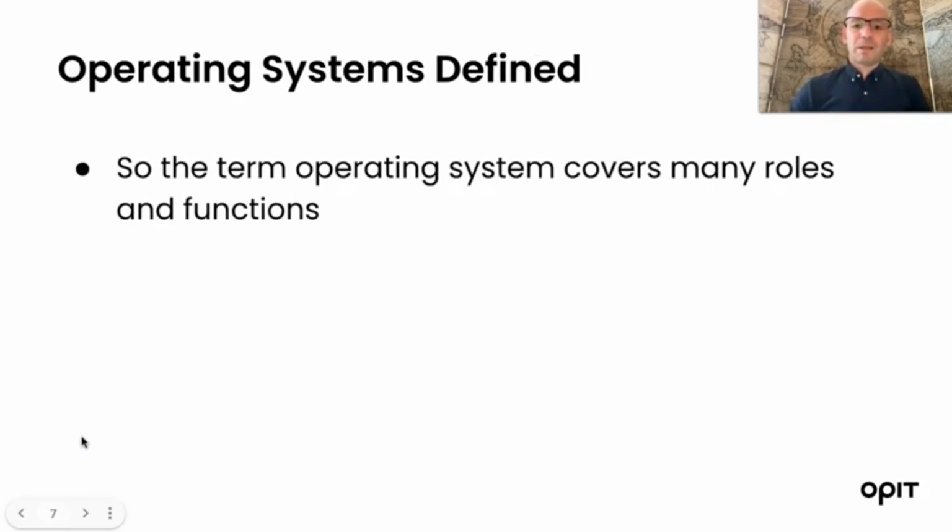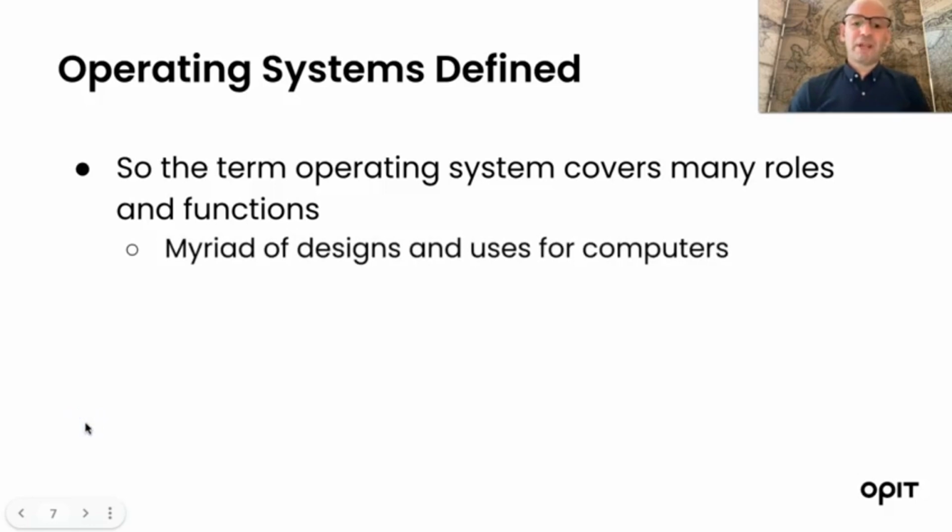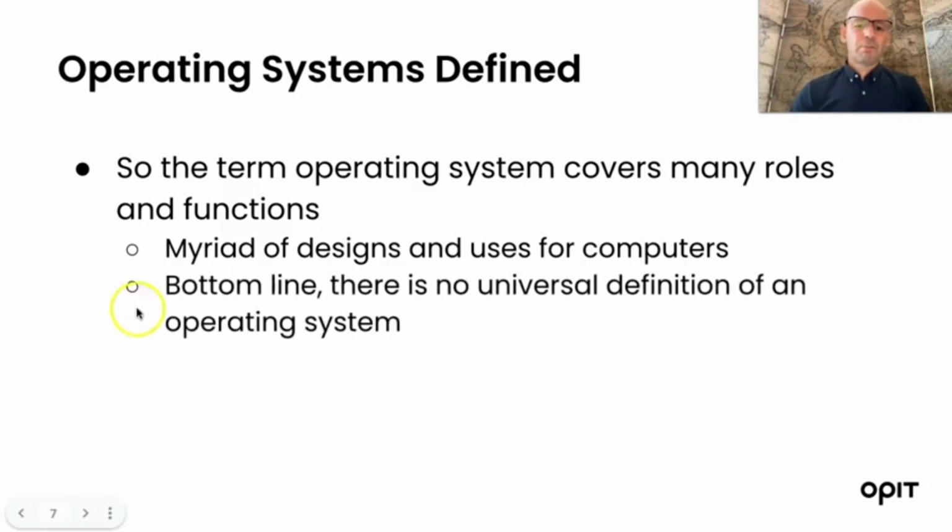The term operating system, as you can probably tell by now, covers many roles and many functions. There's a myriad of designs and uses for computers, myriad meaning a lot. And this whole smartphone revolution has really changed the focus of where research and development is taking place. Back 15, 20 years ago, before smartphones, it was all in laptop, desktop environments with mouse and keyboard. Nowadays it's smartphones with touchscreen and voice, as an example.